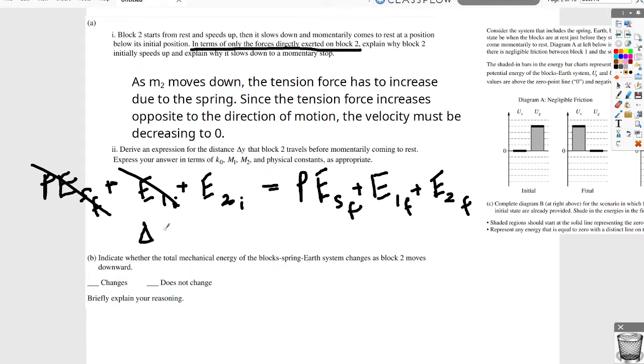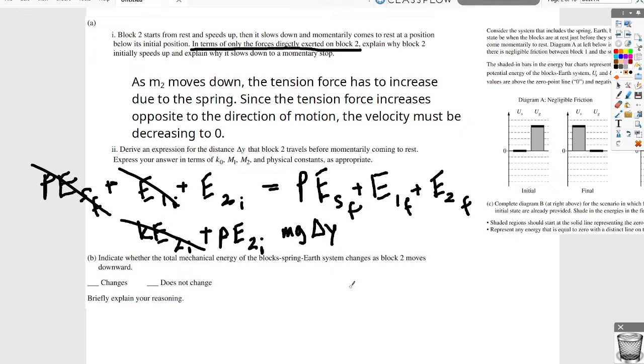It's not 0. It's the kinetic energy of block 2 initial plus the potential energy. I'm not gonna put the triangle. Block 2 isn't moving in the beginning, but it has potential energy in the beginning, and the potential energy will come in the form of mg delta y, because that delta y is the amount you're gonna drop.